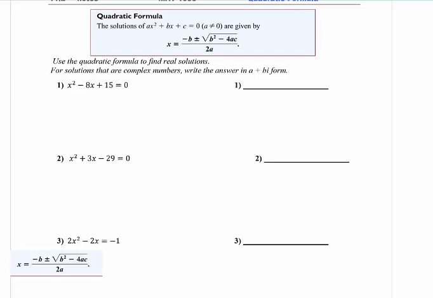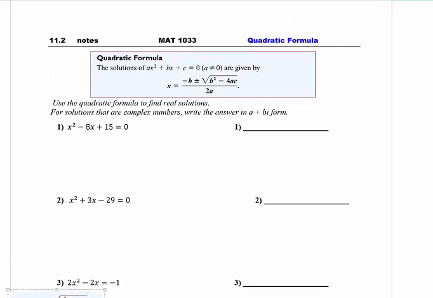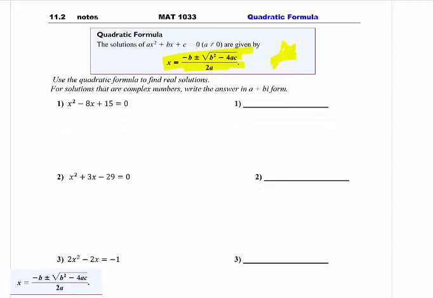So today we're going to do our last section for the class, 11.2 for MAT1033 about the quadratic formula. The biggest thing you need to make sure you know is you need to memorize the quadratic formula. Test 5 is going to specifically ask you to do a problem using the square root property from 11.1. Specifically use the completing the square technique from 11.1 and specifically use the quadratic formula from 11.2.